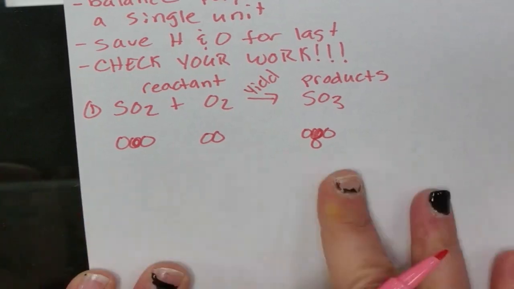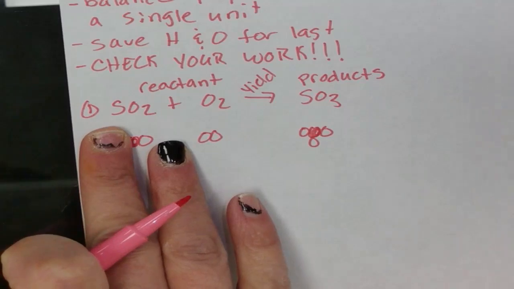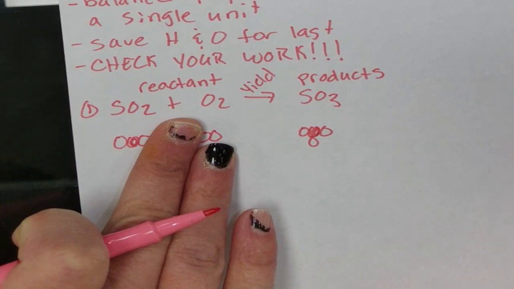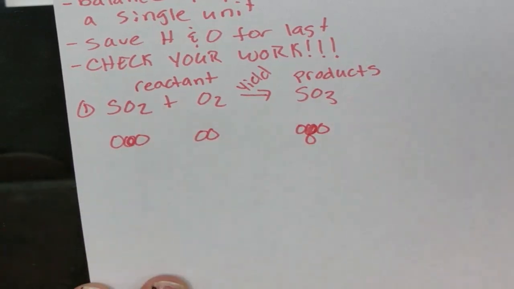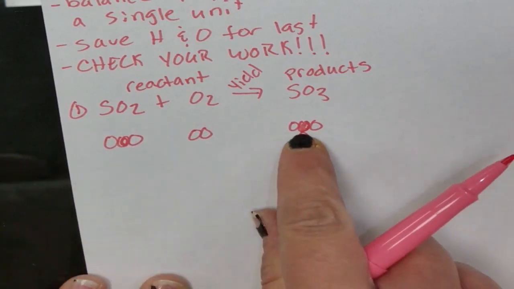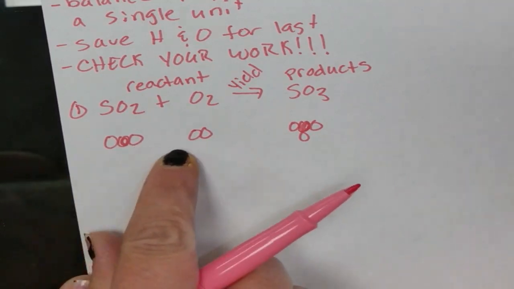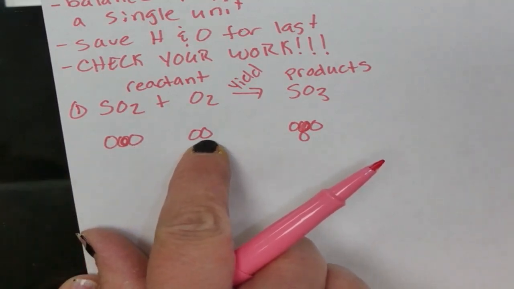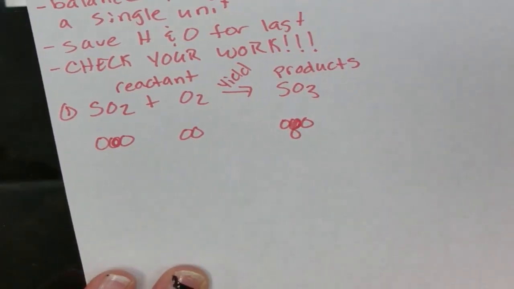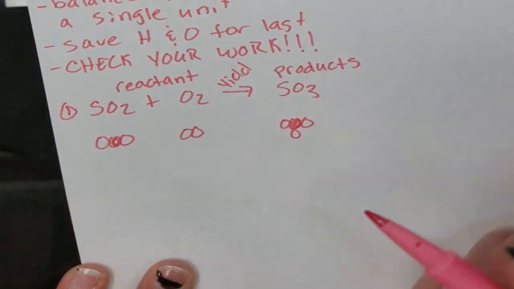All right, so if mass in equals mass out, I have to have the same number of sulfurs on the reactant side as I do products. And I have to have the same number of oxygens on the reactant side as I do the product side. So what do I notice here? I notice I have 1 sulfur on each side. So that's good. I have 1, 2, 3, 4 oxygens on the left, and I have 1, 2, 3 oxygens on the right. So I have more oxygens as a reactant than I do a product.